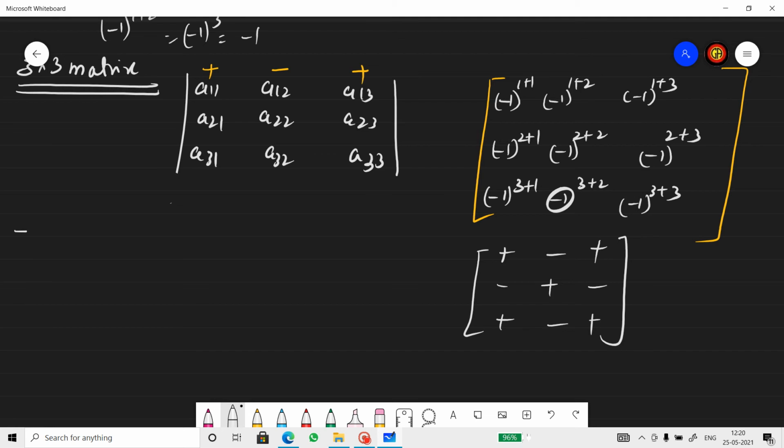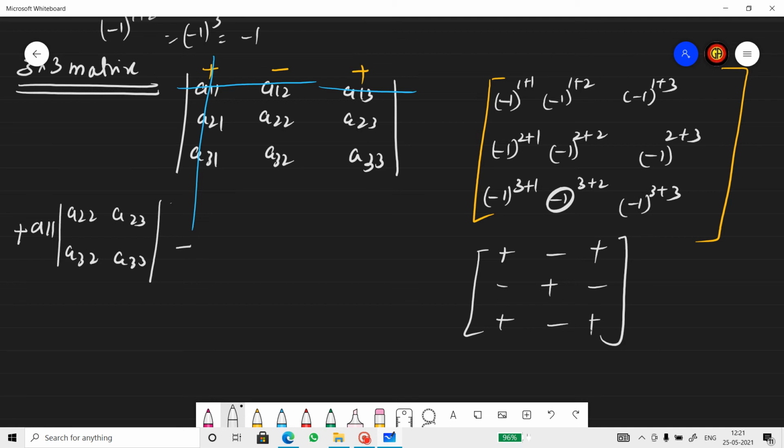The first element is plus A11. Delete the row and column in which this A11 is present. Present in this column and this row. If I delete, what remains? It remains another determinant. So determinant of A22, A23, A32, A33.